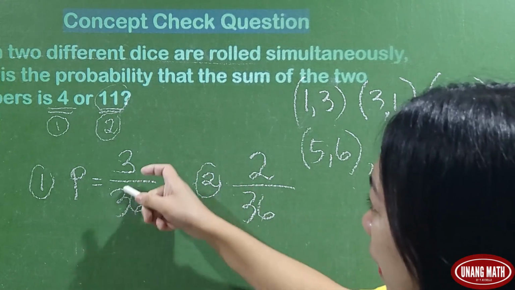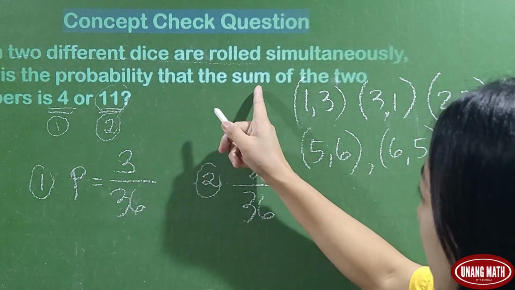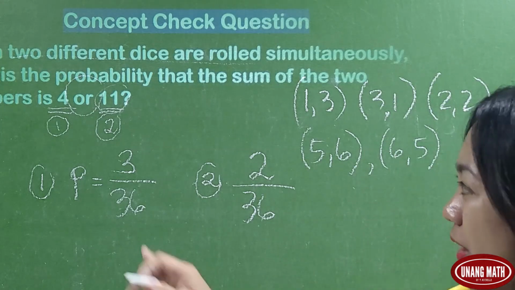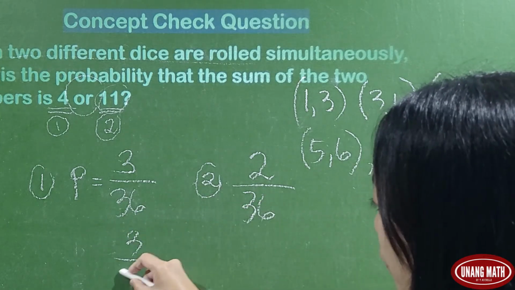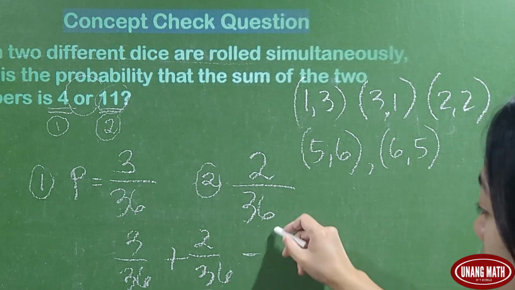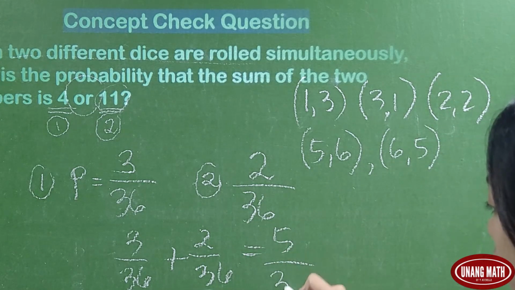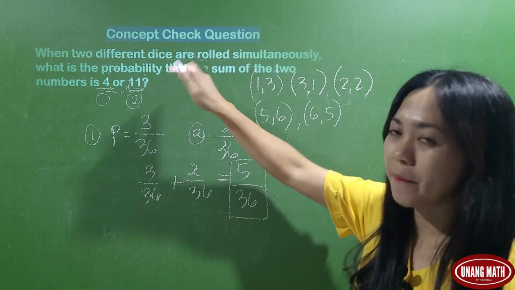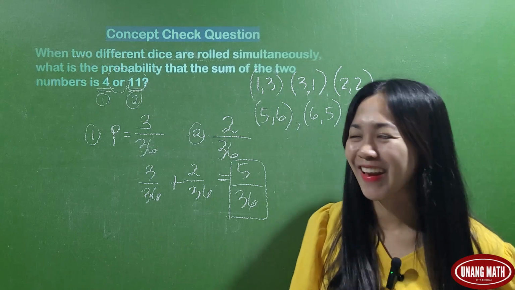Now, we are finding the probability that the sum of the two numbers is 4 or 11. So let's add 3 over 36 plus 2 over 36, and that would be equal to 5 over 36. So this is the probability that we're looking for in this question.